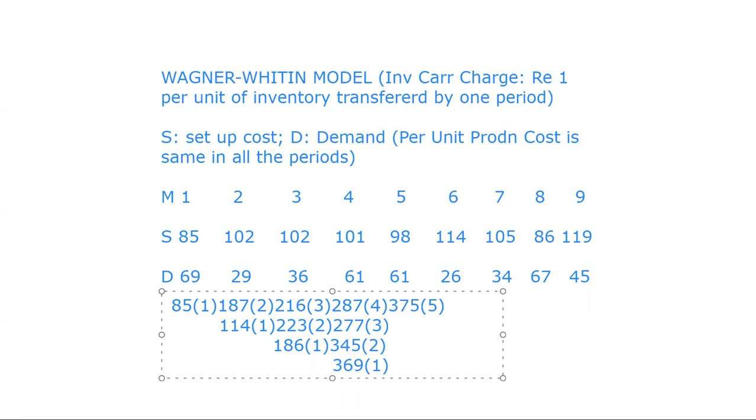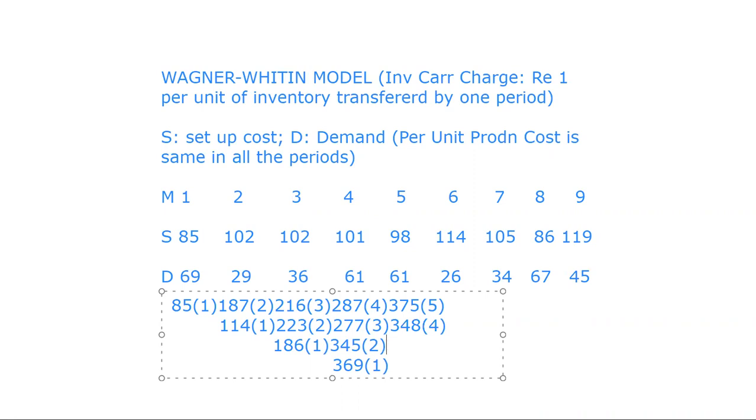Okay. Now I come to the second one, in which I want to produce in period number 2, period number 3. Oh, sorry, period number 4. I produce in period number 4. So what is my total cost? Can somebody else make an attempt? Sir, 287 plus 61, 348. That's right, 348. Okay. That means I have communicated correctly.